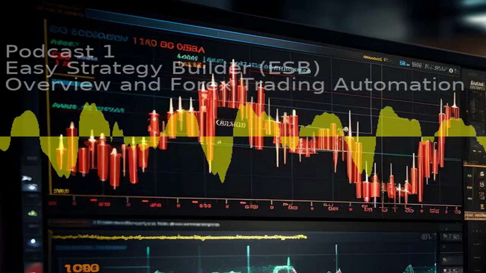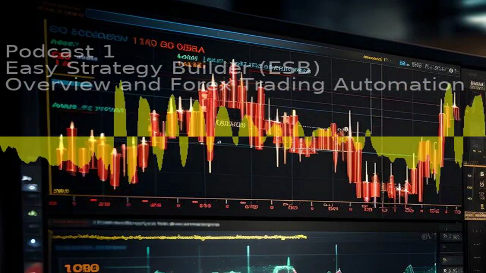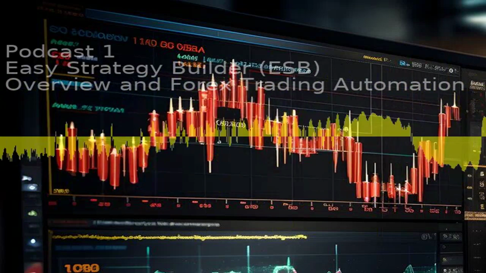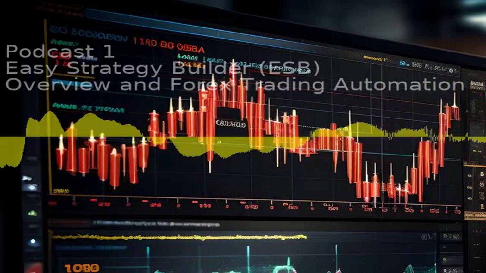Interesting, like a time machine for your trades. Kind of. And the documentation really stresses the speed of this whole process. They're saying ESB can power through these massive data sets, test a bunch of different variations, and do it all crazy fast.